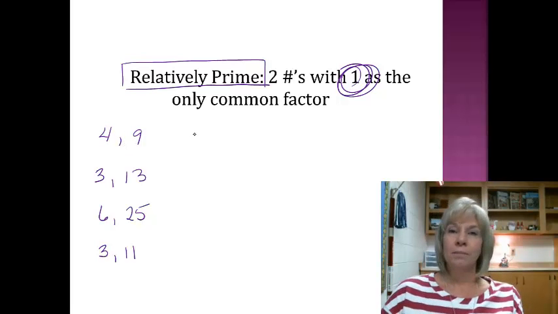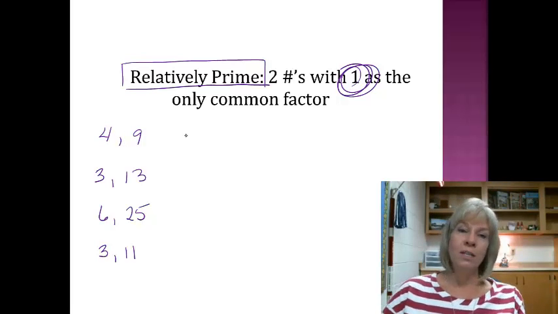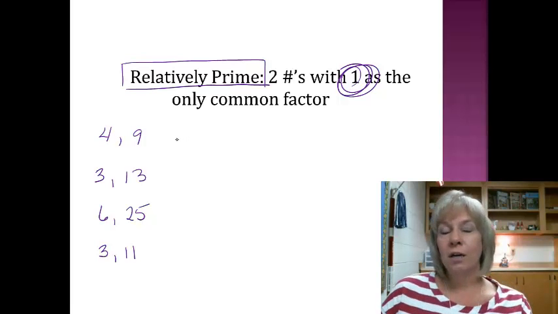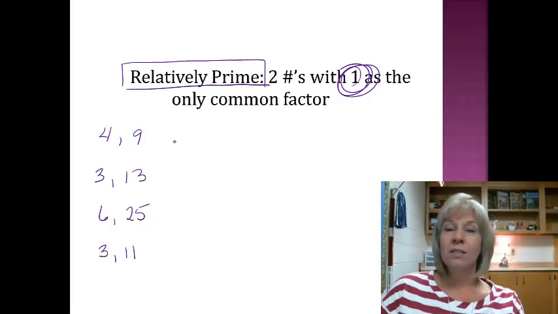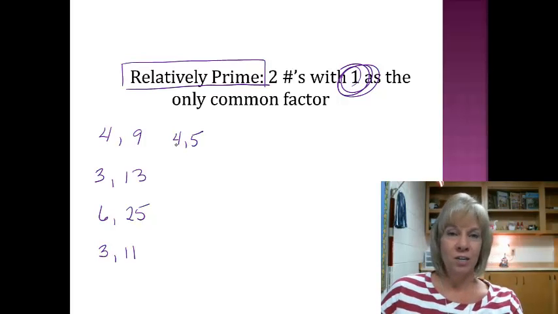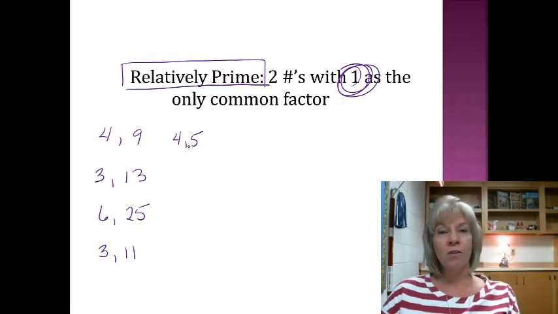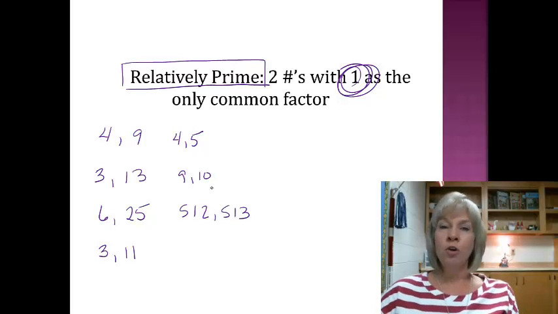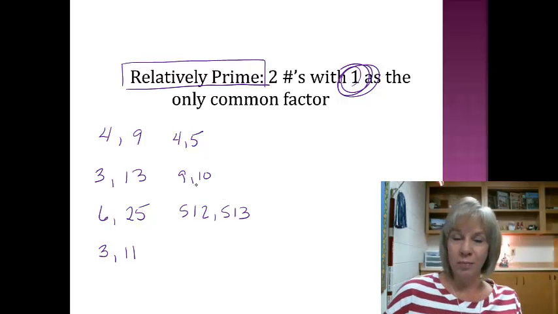Another thing that will help you on these, if you have consecutive numbers like 4 and 5, those are consecutive. They come one right after the other. Those are relatively prime. Or 9 and 10, or 512 and 513. Those will always be relatively prime.